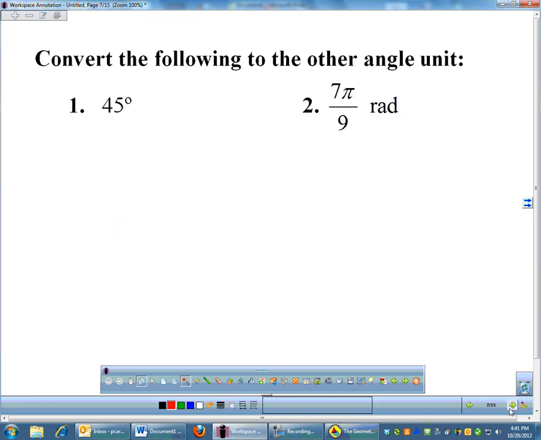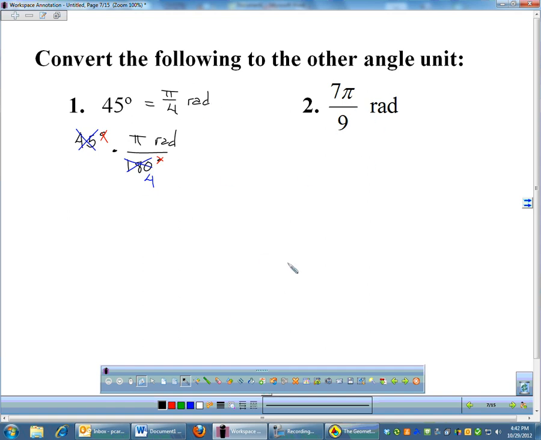So let's do a couple of conversions. The first one is in degrees, and I want to convert that to radians. If I'm going to convert 45 degrees into radians, then I need to multiply by something that cancels degrees. So I want to put my 180 degrees on bottom so I can cancel the degrees. And I know that 180 degrees is equal to pi radians. When you reduce this, 45 goes into 180 4 times. So 45 degrees is the same thing as pi over 4 radians.